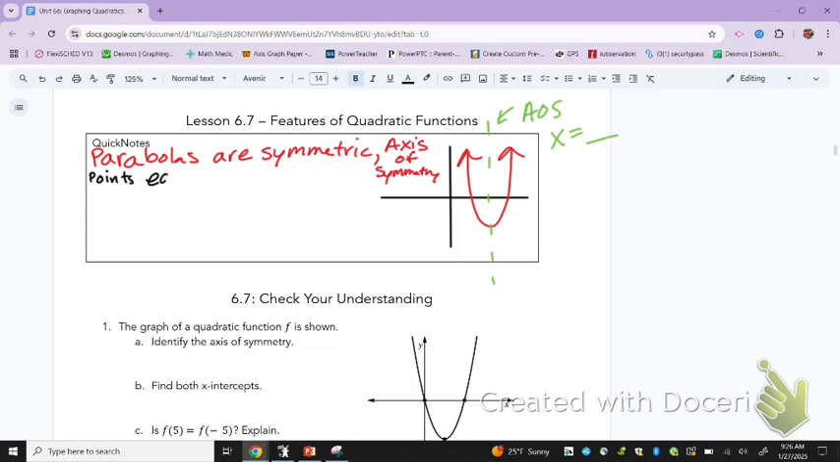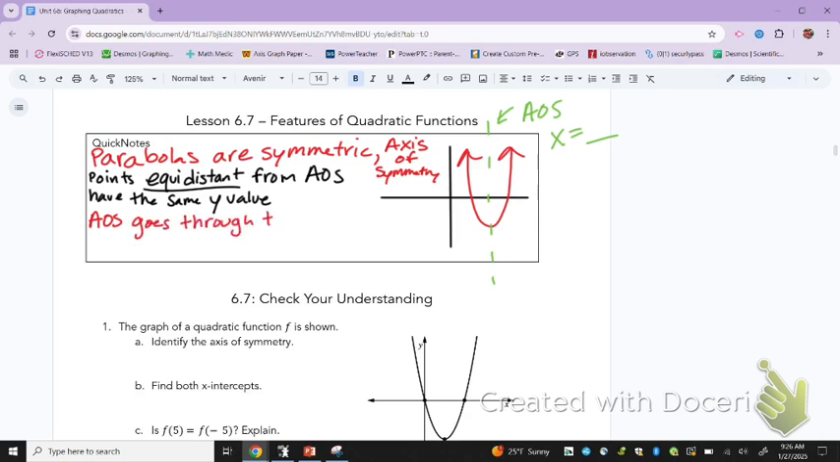So, points equidistant from the axis of symmetry have the same y values, or coordinate. Now, equidistant is just a fancy word for equal distance. The axis of symmetry goes through the vertex. Remember, the vertex is (h, k).